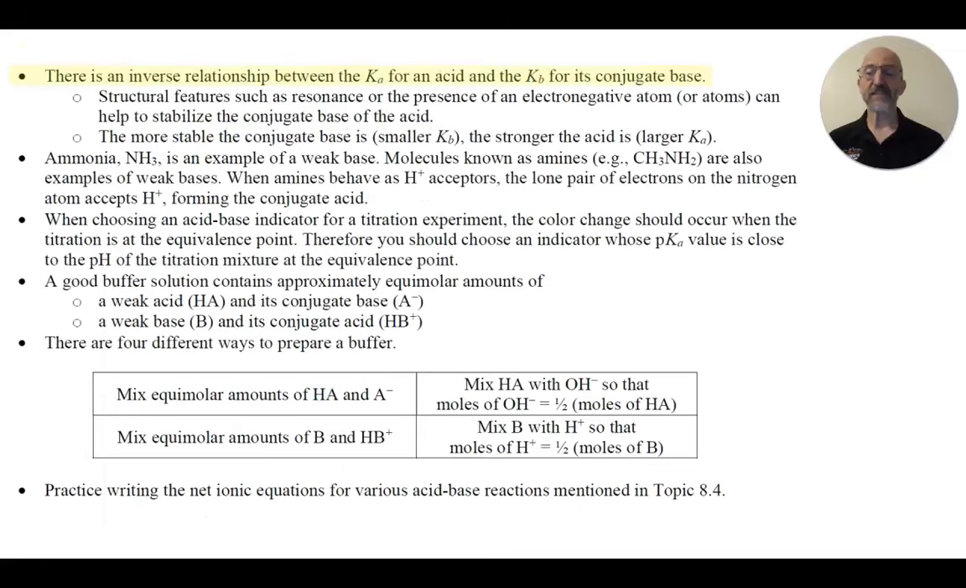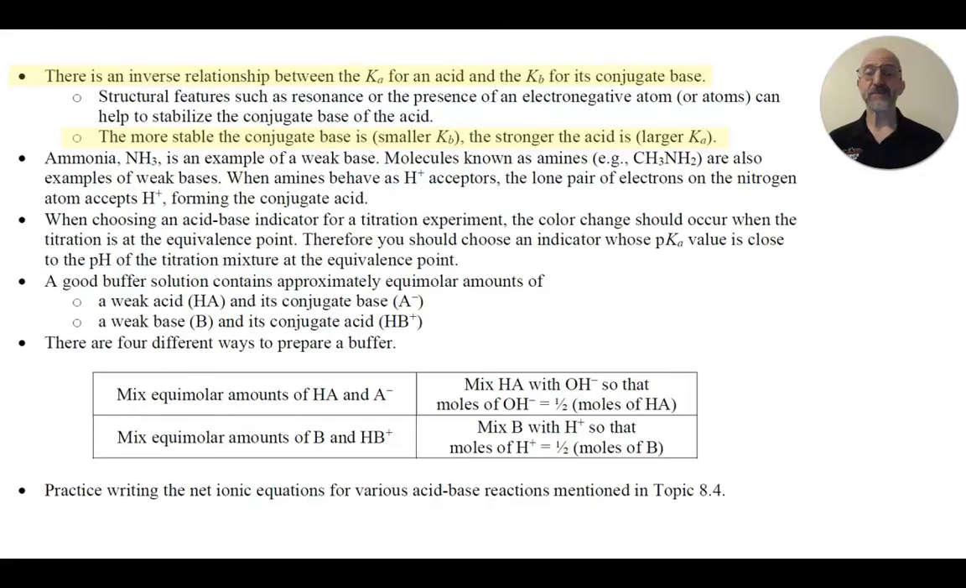All right, my next piece of advice is there's an inverse relationship between the Ka for an acid and the Kb for its conjugate base. And structural features such as resonance or the presence of an electronegative atom or atoms can help to stabilize the conjugate base of the acid. The more stable the conjugate base is, smaller Kb, the stronger the acid is, larger Ka.